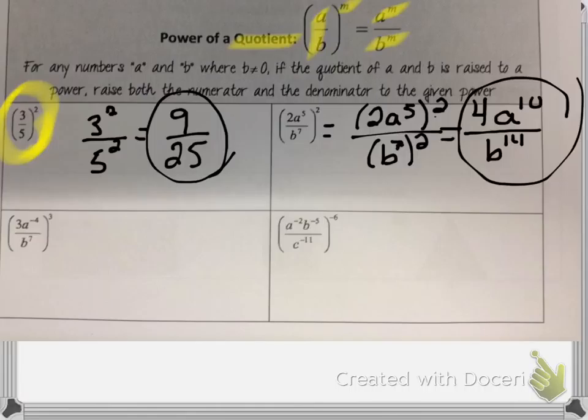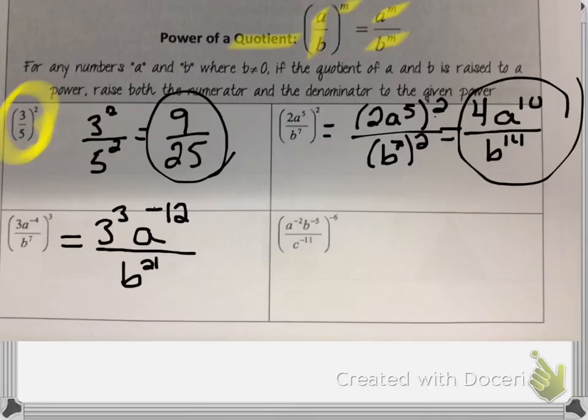In our third example, we are distributing through a 3. So we're going to take that to all the pieces, just like I did above. So let's do 3 to the third power. And then a, since it's to the negative 4th power, negative 4 times 3 is going to be a to the negative 12th power. And then on the bottom, we have b to the 7th to the 3rd, which would be b to the 21st.